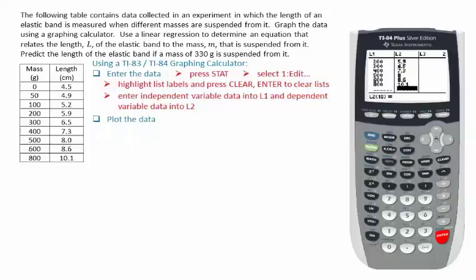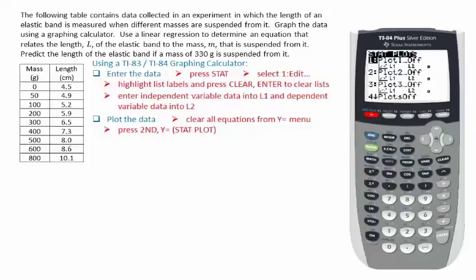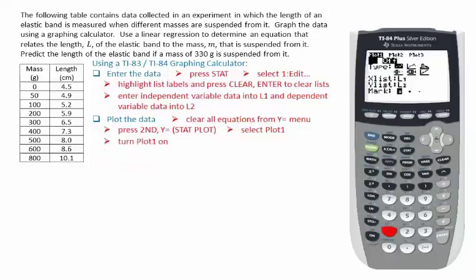We then have to plot the data. The first step here is to clear all equations from the y equals menu. We press y equals, and then simply press Clear if there is anything present as y1, as there is in this case. We then press second function y equals to call up the Stat Plot menu. Here we want to select plot 1. We want to then turn plot 1 on, so we hit Enter to select on.